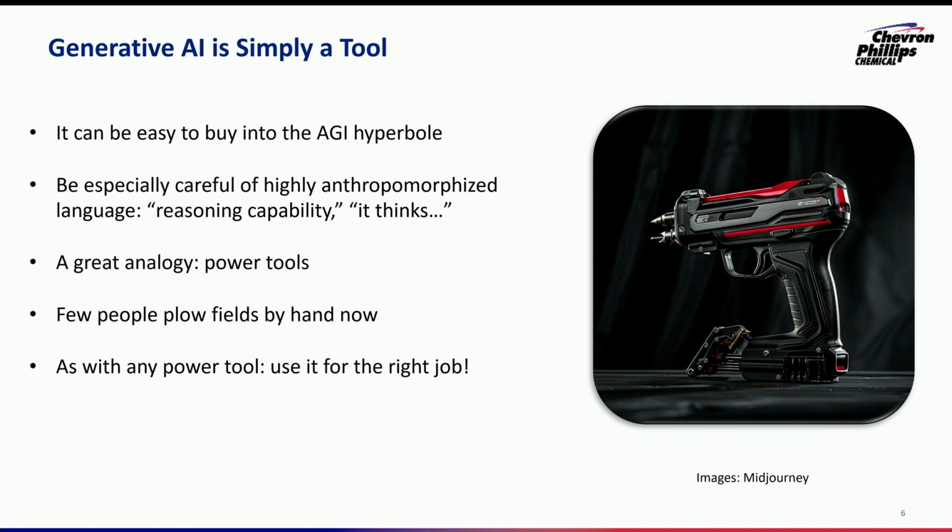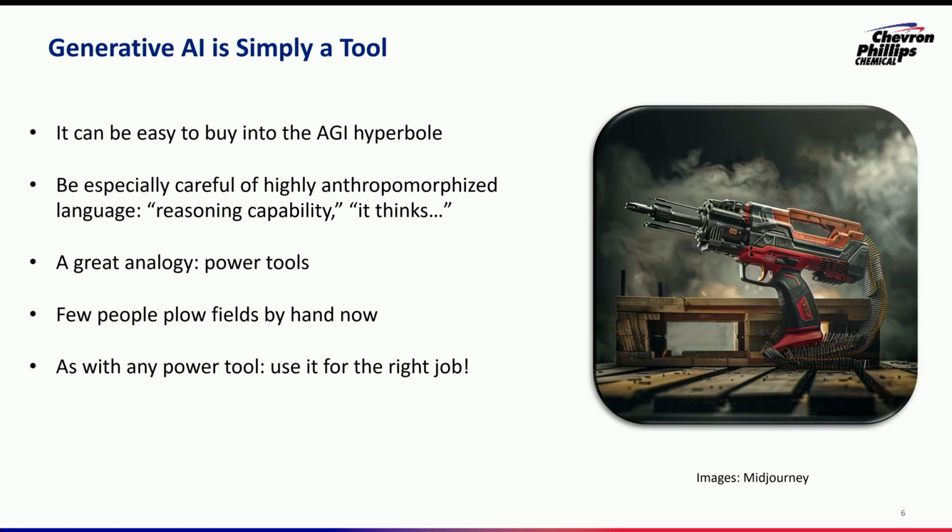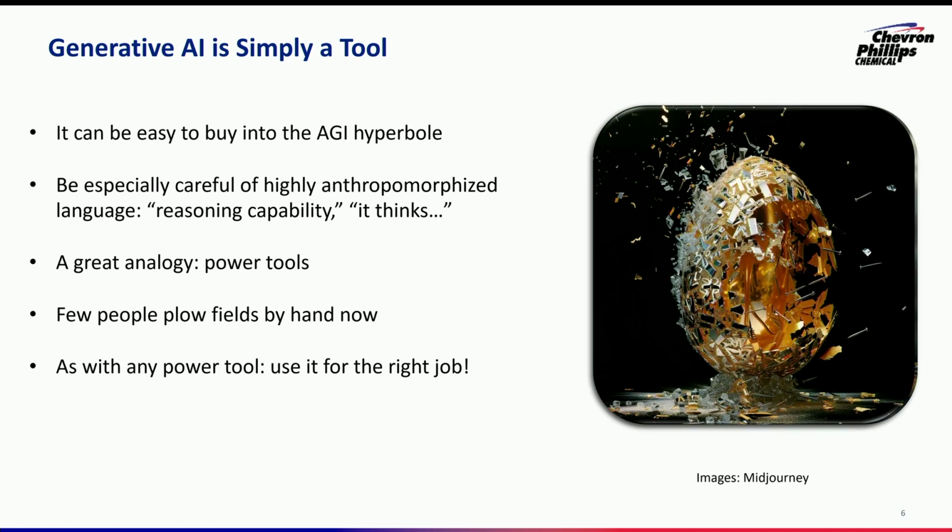Nothing more, nothing less. Yes, we can be fooled into thinking, okay, there is some task decomposition, but it turns out to be very thin. Few people now plow fields by hand. So it's still like a power tool like a nail gun. Okay, maybe it's more like a nail gun on steroids, but still, generative AI is really just a power tool, and you should think of it like that. Don't get sucked into the AGI hyperbole. However, use the right tool for the right job. You wouldn't use a nail gun to make a Fabergé egg.